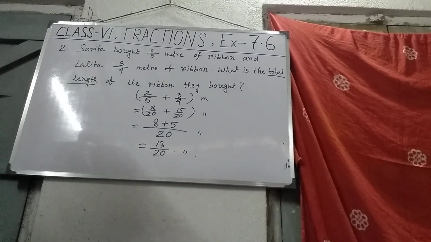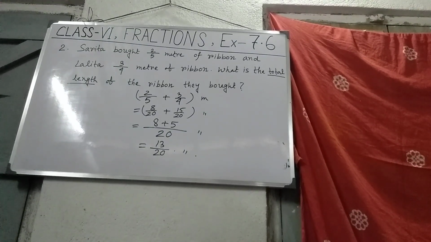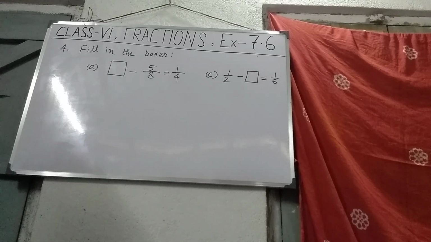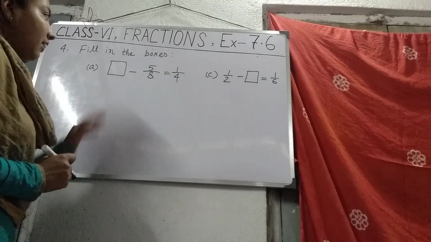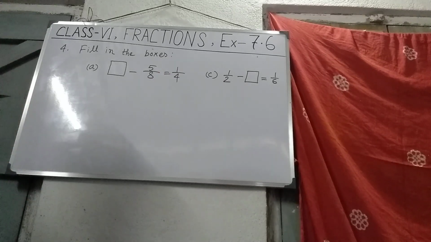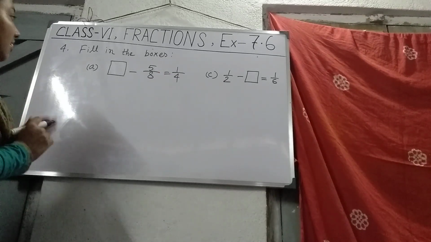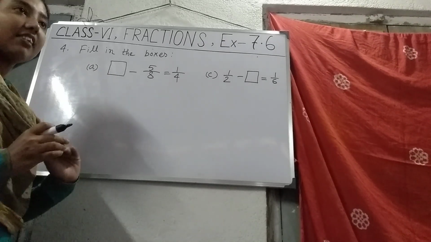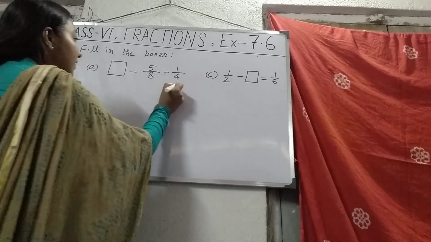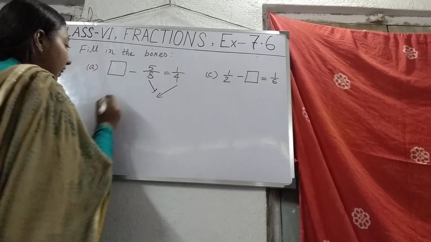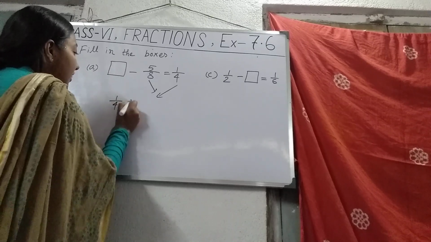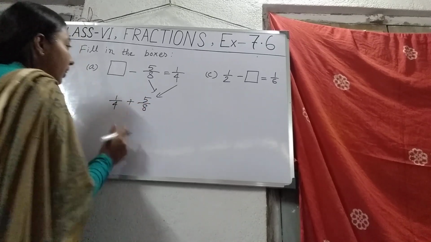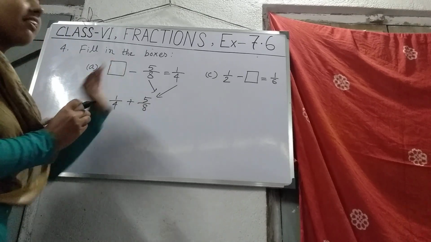Now we move to the next question. Question number 3 will be done by yourself. Now it is question number 4. Fill in the boxes. And the first question is box minus 5 upon 8 equal to 1 upon 4. That I have already told in my last class. If the first fraction is not given but the second fraction is given, in that case we'll add this fraction with second fraction. That means here we have to add these two fractions. That means with answer we have to add the second fraction.